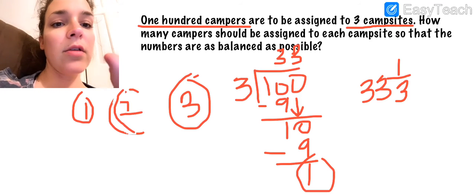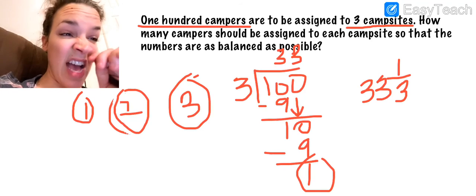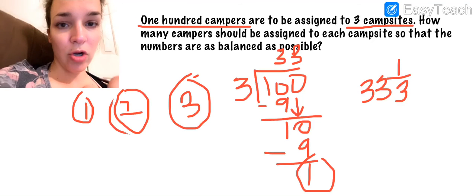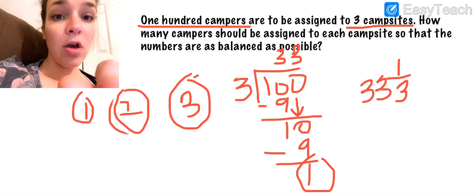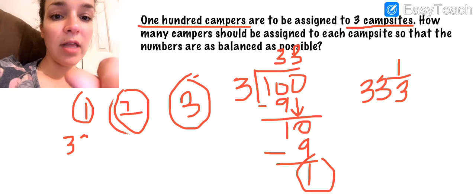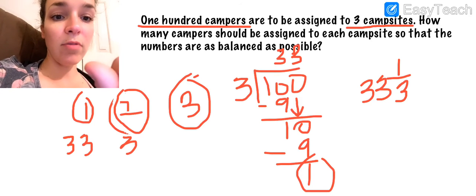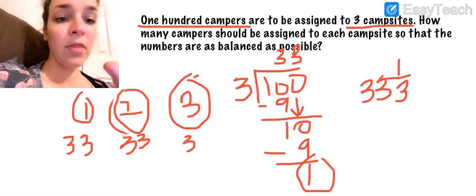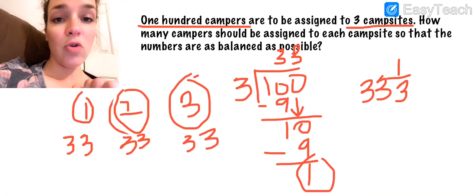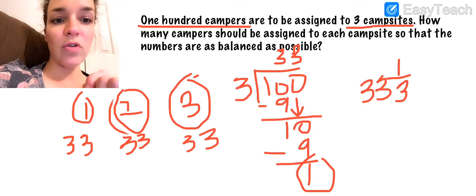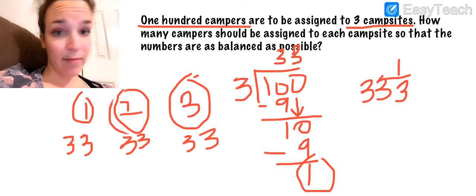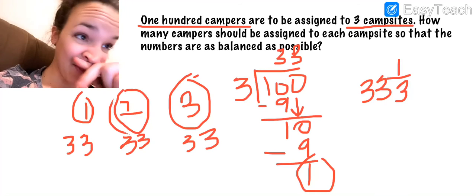So if I know that they are 33 1/3 as a result, then I know I could just round down and put 33 campers at each one. But if I add them all up, that just gives me a total of 99. But I have 100 campers. So what do I do with that one extra camper?